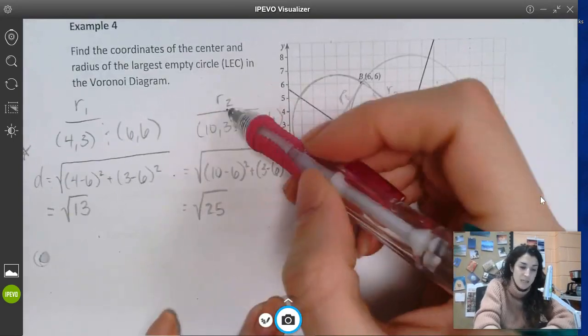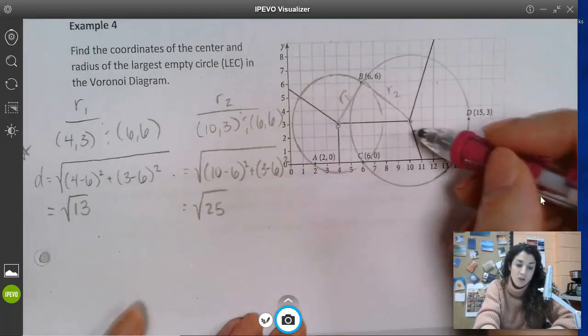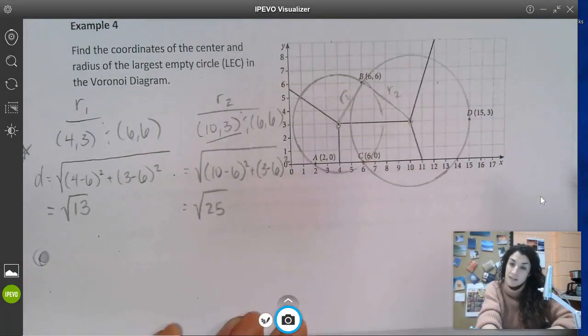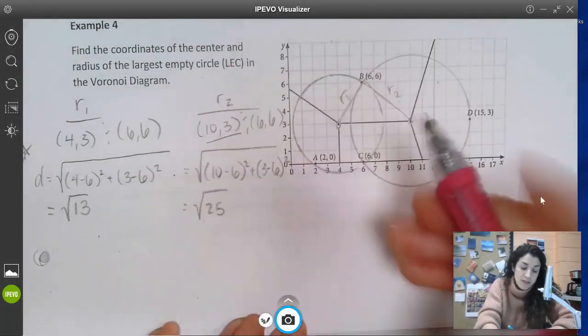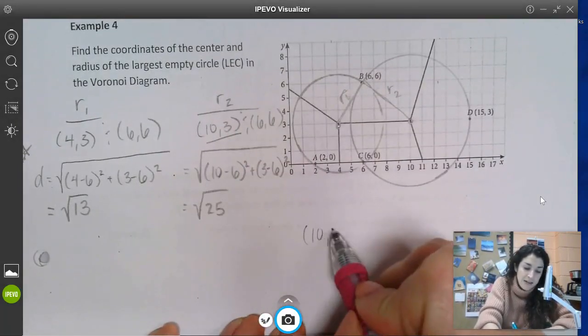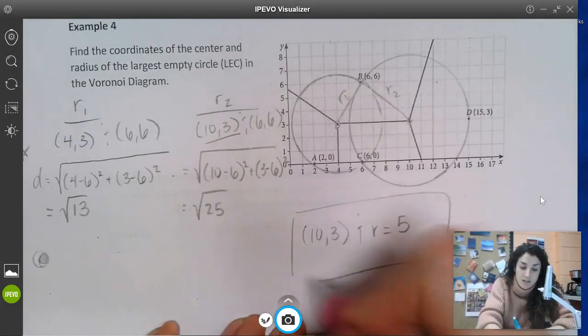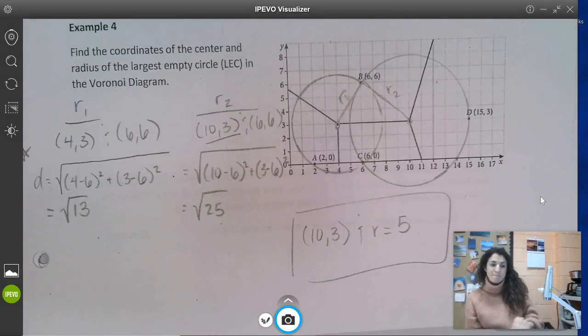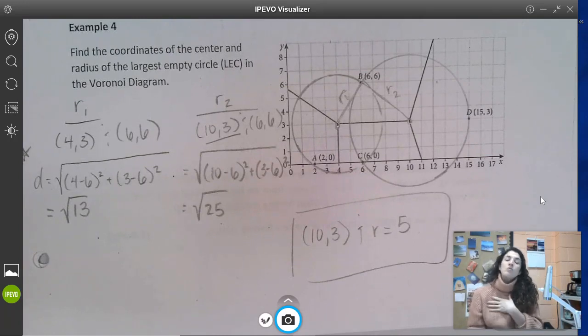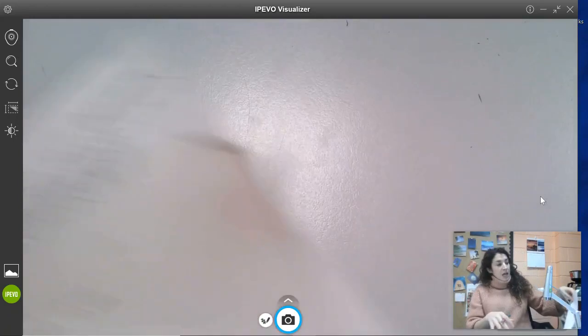So this is going to be the radius of our largest empty circle, and this is going to be the coordinate of the center of our circle. So the answer is the coordinates of the center would be 10, 3, and the radius will be equal to 5, which is the square root of 25. And that's how you would solve for these problems: you would need to say, okay, the center is going to have to be at the vertex, and then in order to figure out which one would be the largest empty circle, I then have to solve for the distance of the radius to figure out which is the largest radius. Okay.